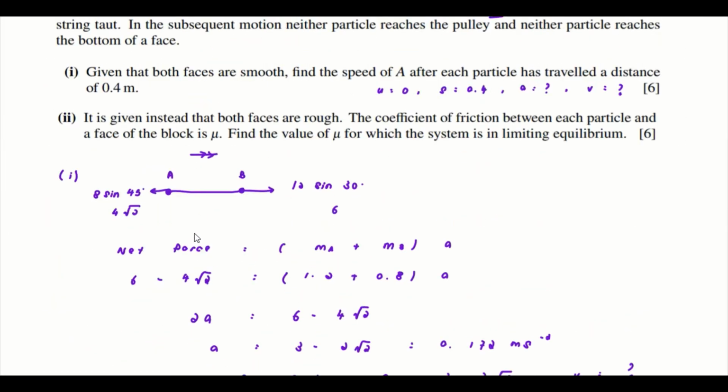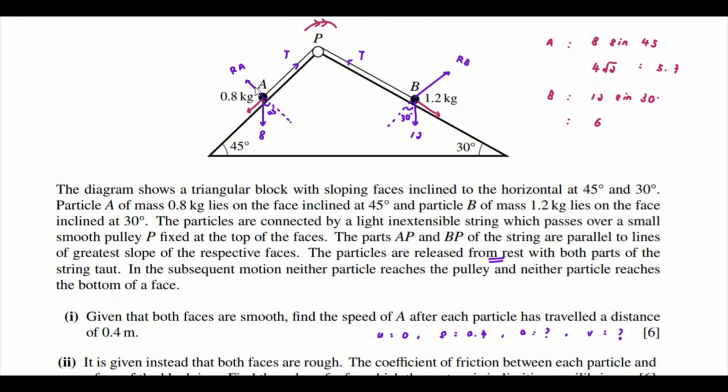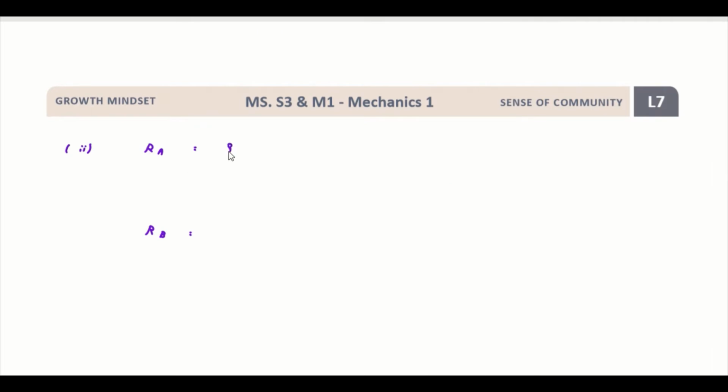So let's go back to the question. We have the normal reaction here will be 8 cos 45. Here will be 12 cos 30. So 8 cos 45 will give us 4 square root 2. Then 12 cos 30, we have 6 square root 3. Remember to write down your exact value, because you are going to use it in your calculation later.